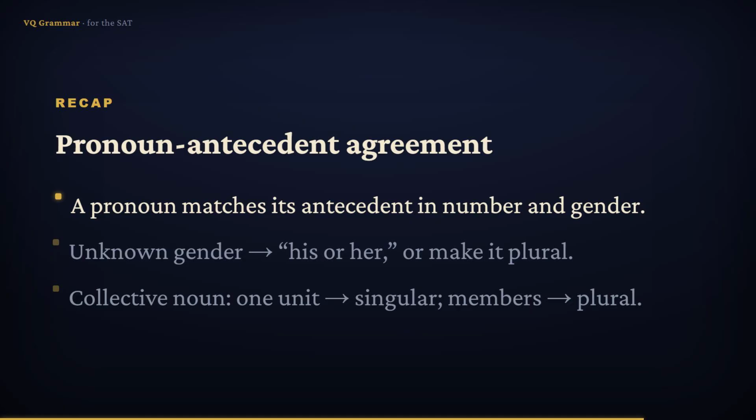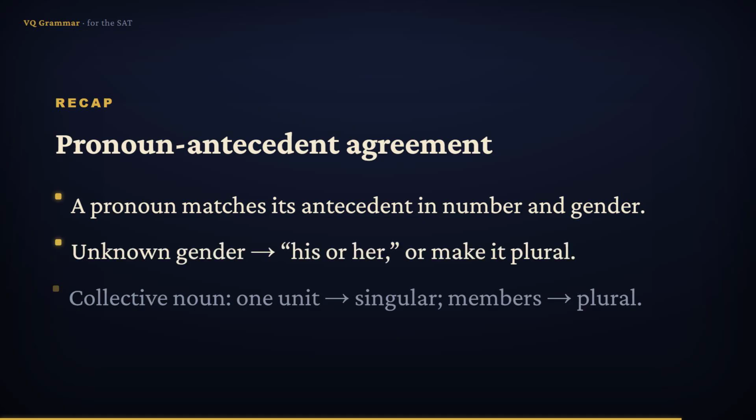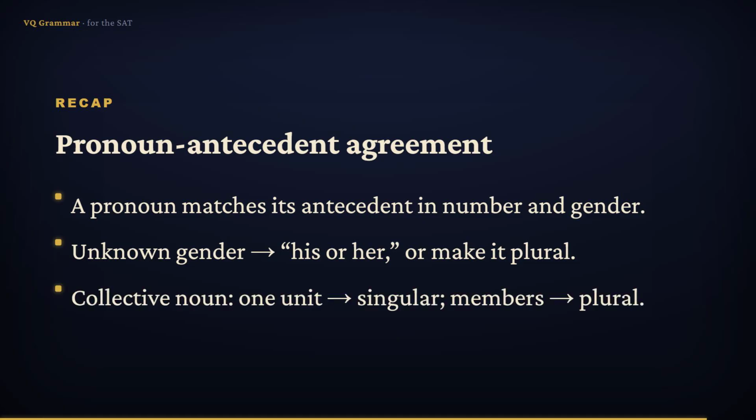Let's wrap up. A pronoun must agree with its antecedent in number, singular or plural, and in gender, masculine, feminine, or neuter. Naomi found her keys. The Riveras repainted their porch. When a singular antecedent's gender is unknown, use his or her, or make the antecedent plural. And for a collective noun, use its when the group acts as one, their when the members act separately. Find the antecedent, then match.